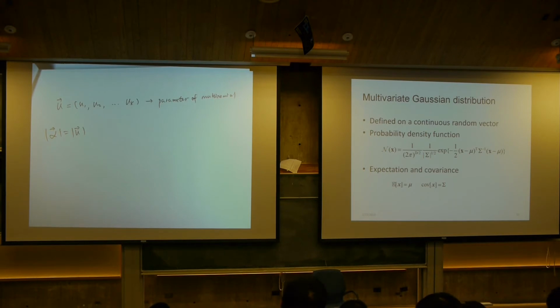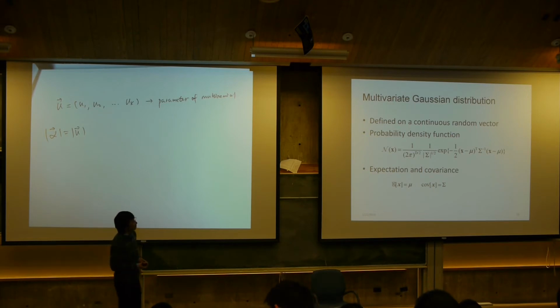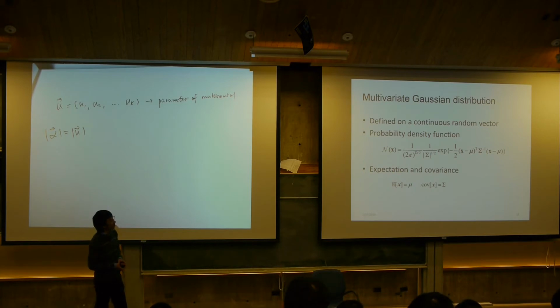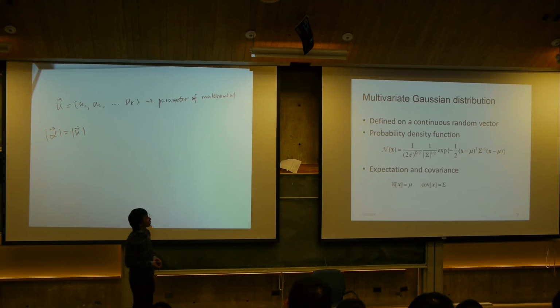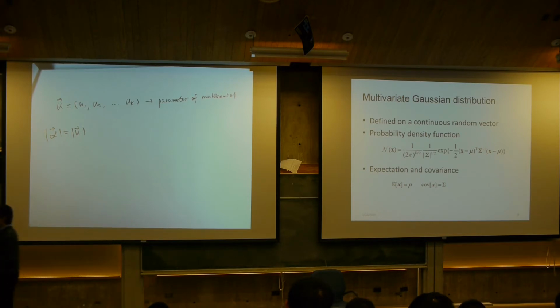For the multivariate case, which means that the random variable is not a scalar anymore, it is a vector, we use the multivariate Gaussian distribution to model it. It has two parameters. The first one is mu, which is a vector of the same length as x, which is the expectation. And another parameter is sigma, which is the covariance of the random variable x.